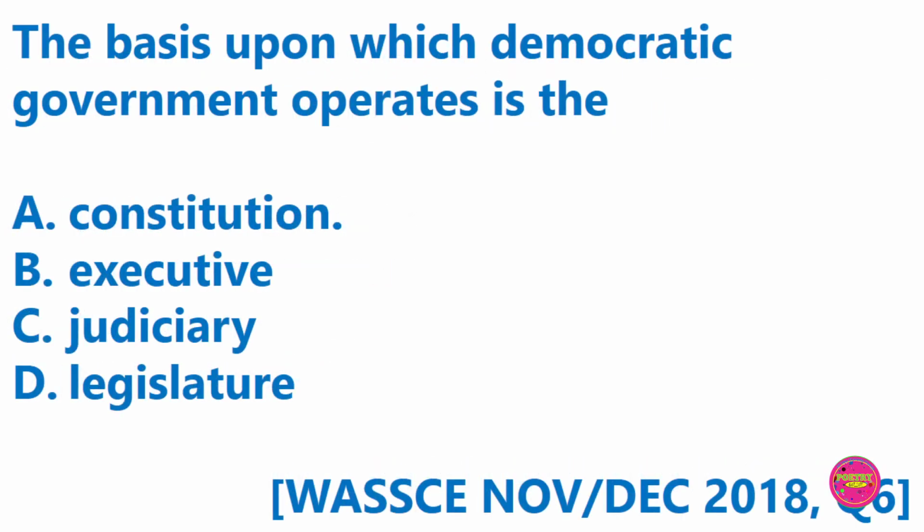The basis upon which democratic government operates is the A. Constitution, B. Executive, C. Judiciary, D. Legislature. The correct answer to this question is A.